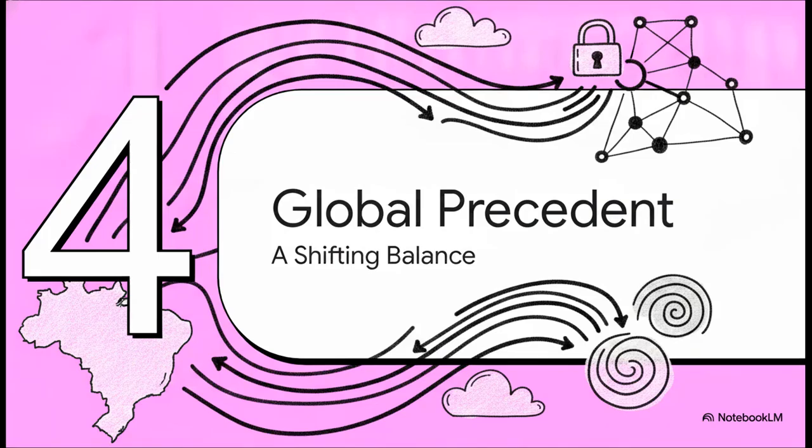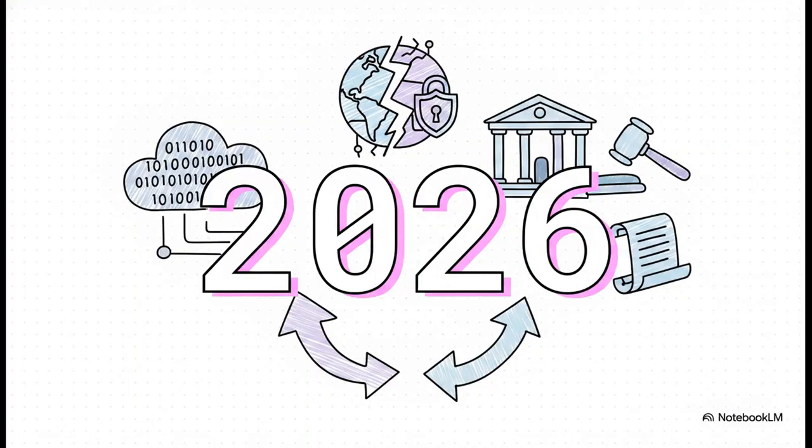Now, let's slow down for a second and look at the global precedent this sets. So the crucial point is 2026. This year is way more than just a date on a calendar. It's a critical inflection point. This is the year where the shift in the balance of power between technology giants and government policy became completely undeniable. The precedent has officially been set.